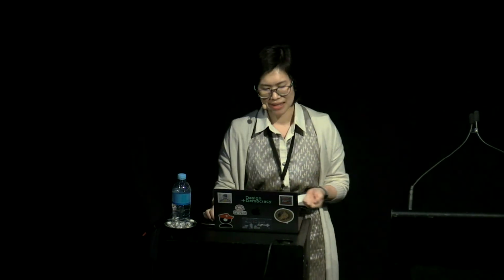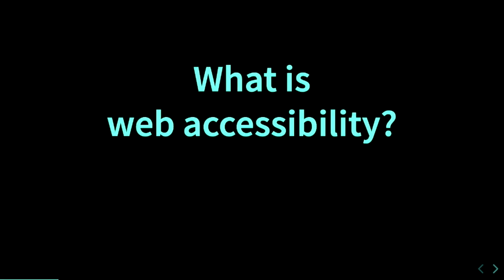What does this really mean for the team? What does my team need to learn in order to even achieve this goal of within 12 months we need to be accessible? But before we even go on to how we would do it, let's go into a quick, what is actually web accessibility?